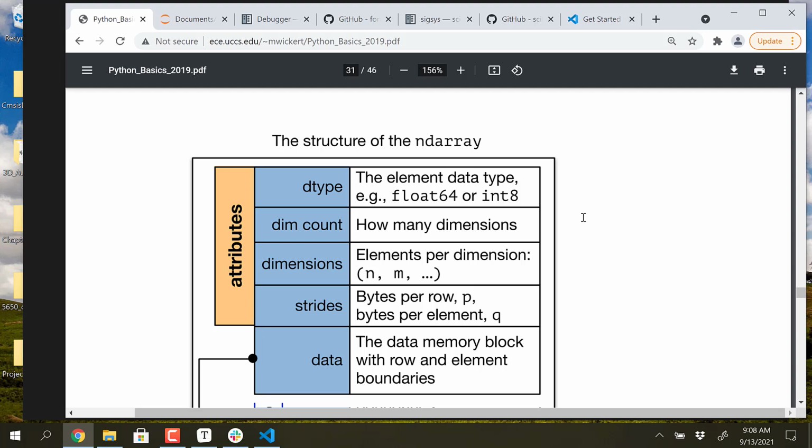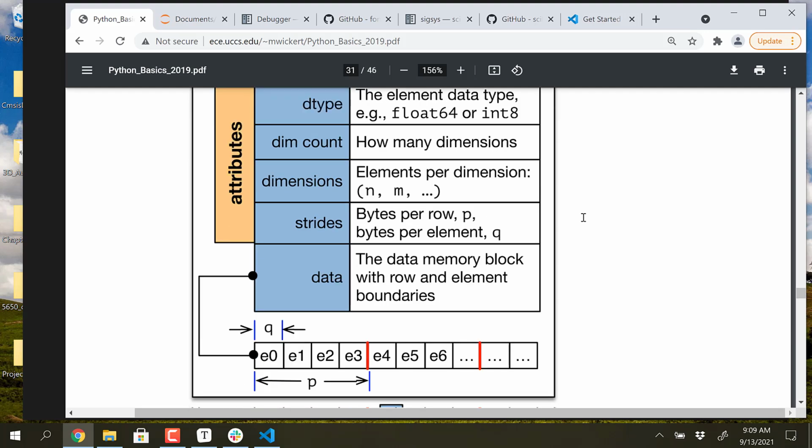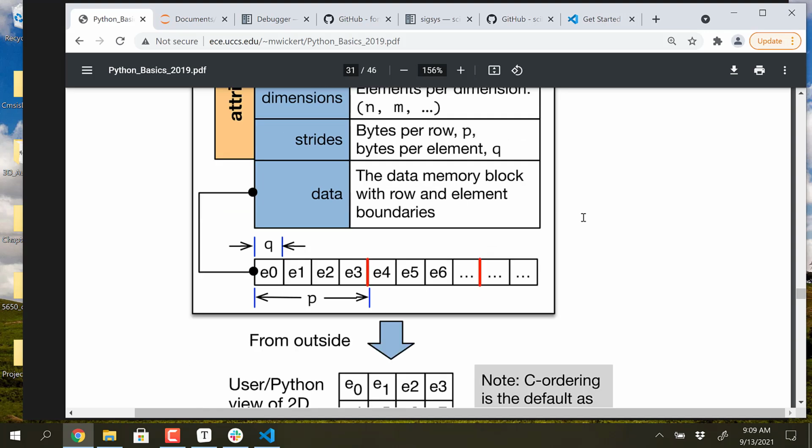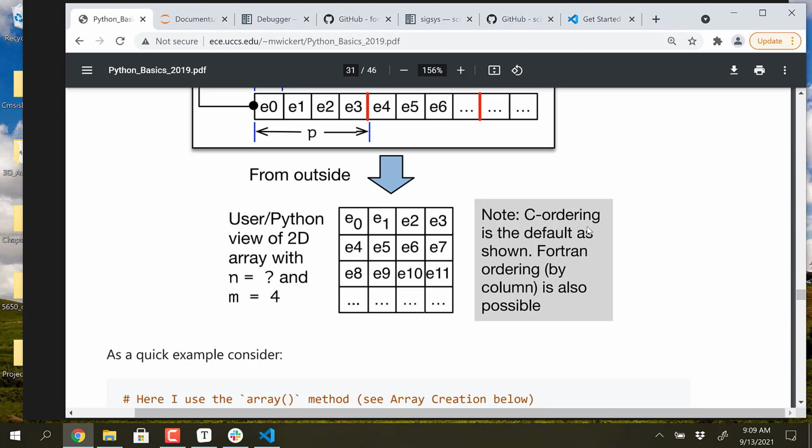But a NumPy array is known as an ND array, n-dimensional array, and it holds all this information. Everything in Python is object-oriented, so you have attributes like the data type, you have the dimension, how many dimensions you have, and then you have the number of elements per dimension, then you have strides, then you have the data itself. So this just gives you a picture of what is inside of the ND array.